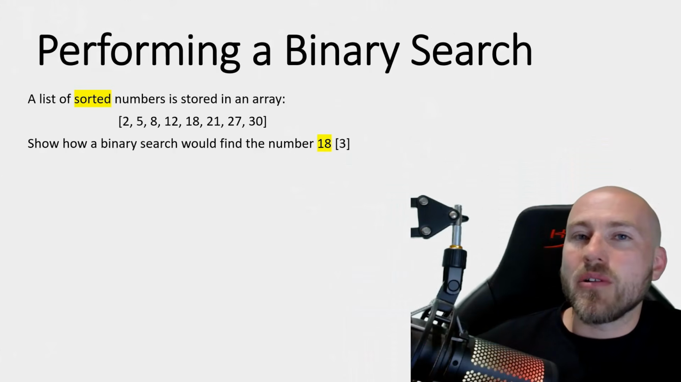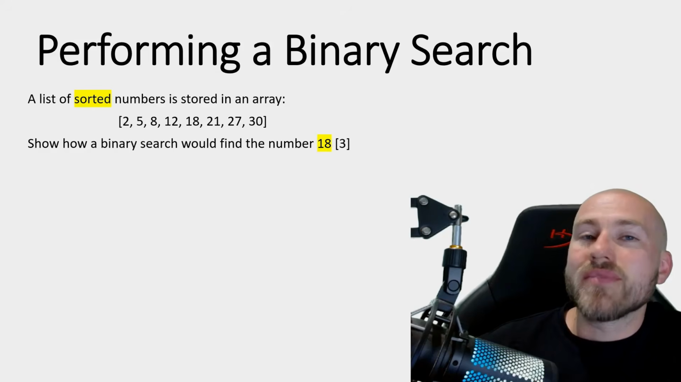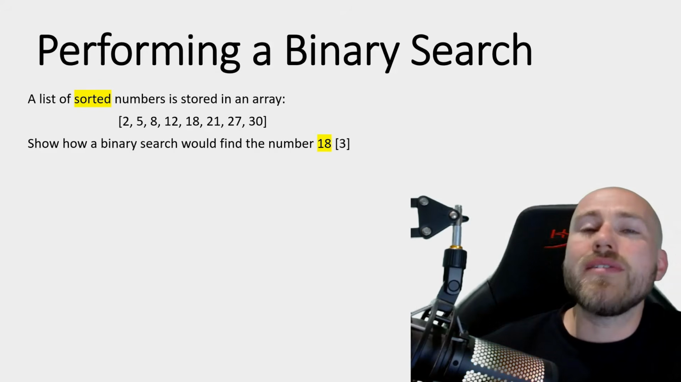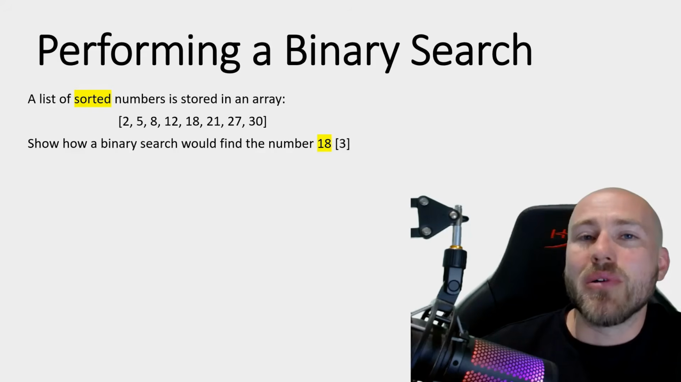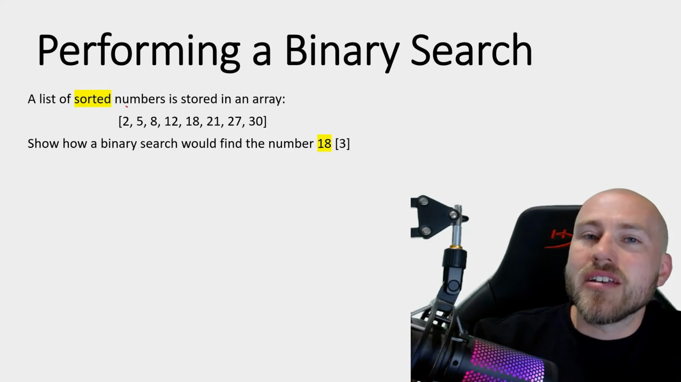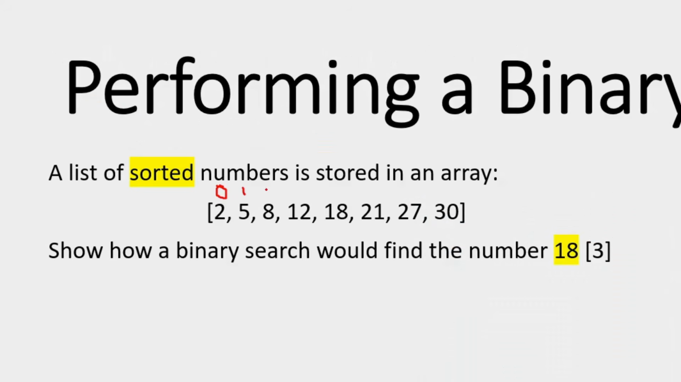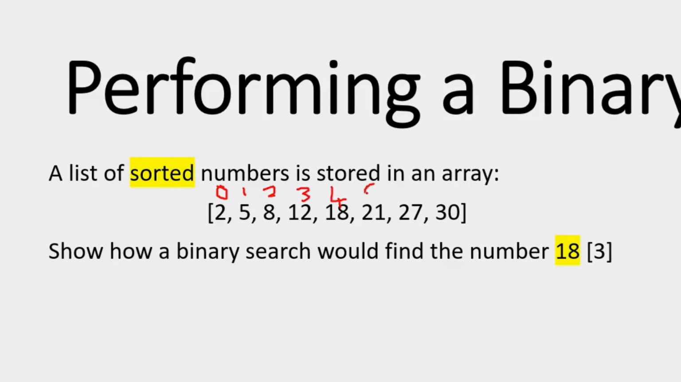This is a typical kind of question you might get in your exam. A list of sorted numbers are stored in an array. Show how a binary search would find the number 18. So the very first step we would do is to find the midpoint. You would have a 0-based system. In the actual first position, that is position 0, then 1, 2, 3, 4, 5, 6, and 7.